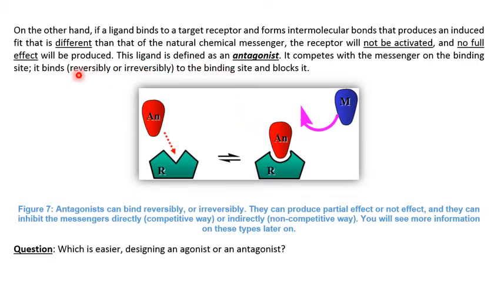Antagonists are of many kinds. Some of them bind reversibly to the binding sites, others bind irreversibly. Some of them can produce no effect at all, and others can produce partial effects. So we're gonna discuss all these kinds later on.